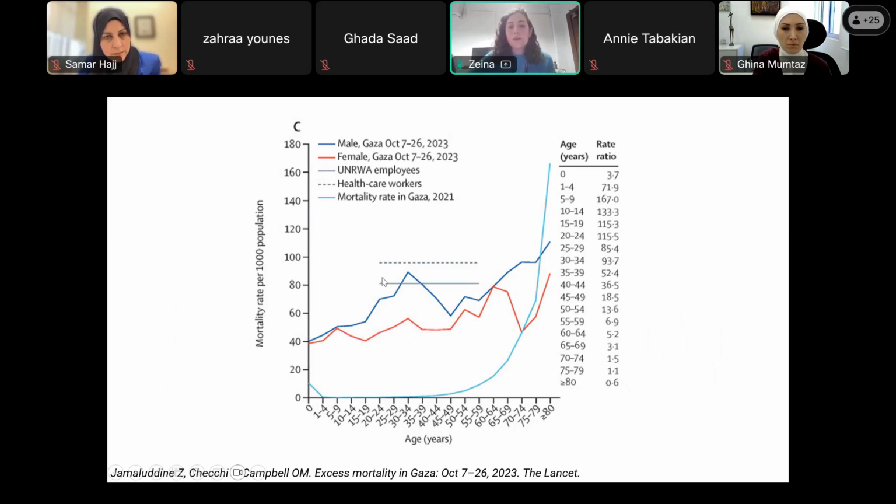And then we also looked at mortality rate and how they look like for UNRWA staff, so the UN agency that works with Palestinian refugees, and also among healthcare workers. And we could see that among healthcare workers, the mortality rate was a bit higher.